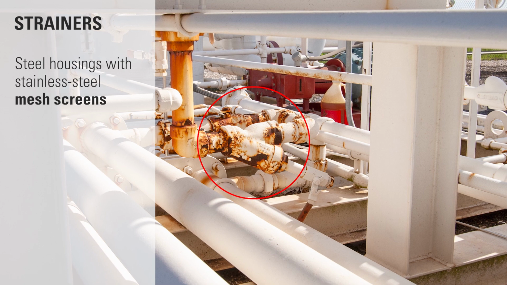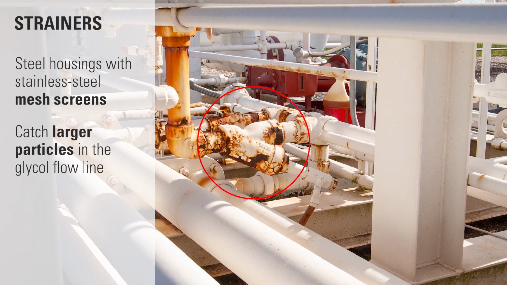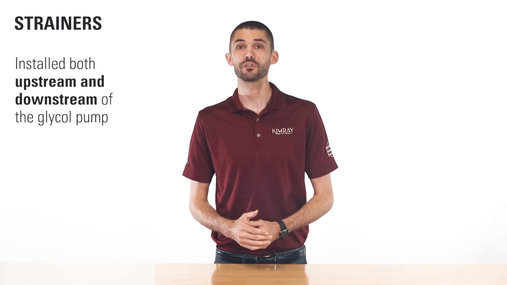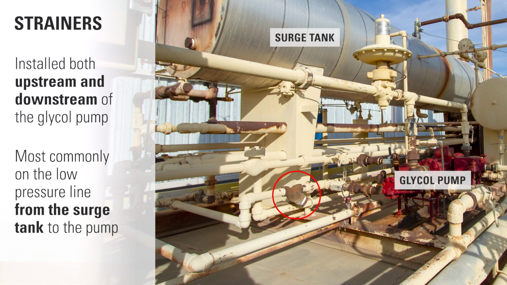Strainers are steel housings with stainless steel mesh screens. Strainers catch larger particles in the glycol flow line that can easily damage the glycol pump. Strainers can be installed both upstream and downstream of the glycol pump, but most commonly the strainer is placed on the low pressure side from the surge tank to the pump.